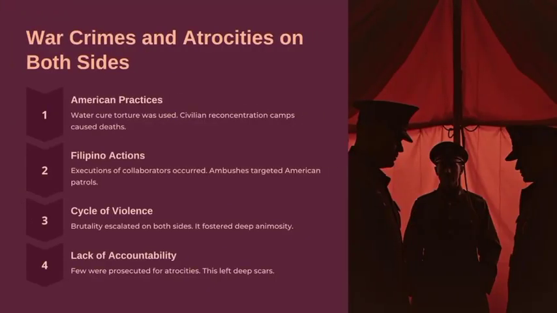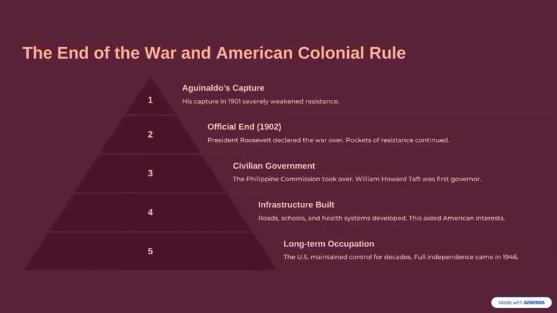War crimes and atrocities occurred on both sides. American practices included the water cure and torture. Civilian reconcentration camps caused deaths. Filipino actions included executions of collaborators and ambushes targeting American patrols. A cycle of violence: brutality escalated on both sides. It fostered deep animosity. Lack of accountability: few were prosecuted for atrocities. This left deep scars.